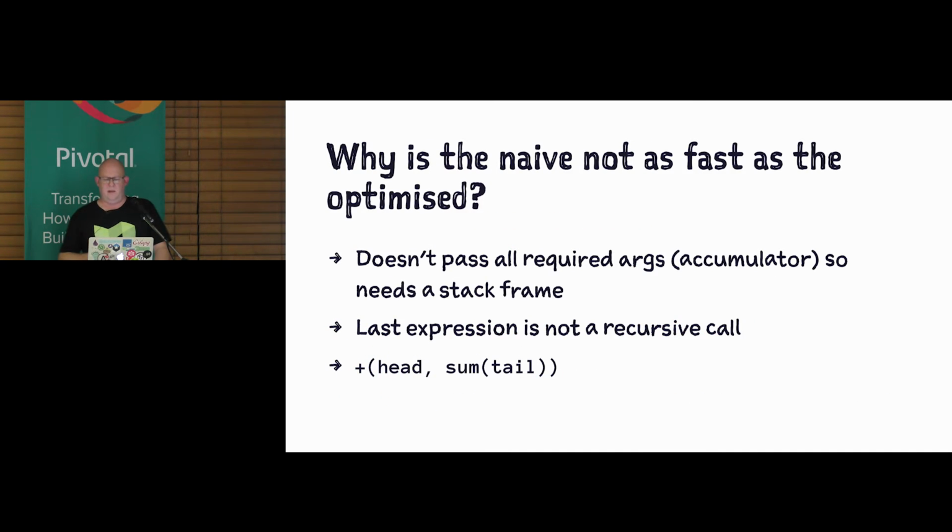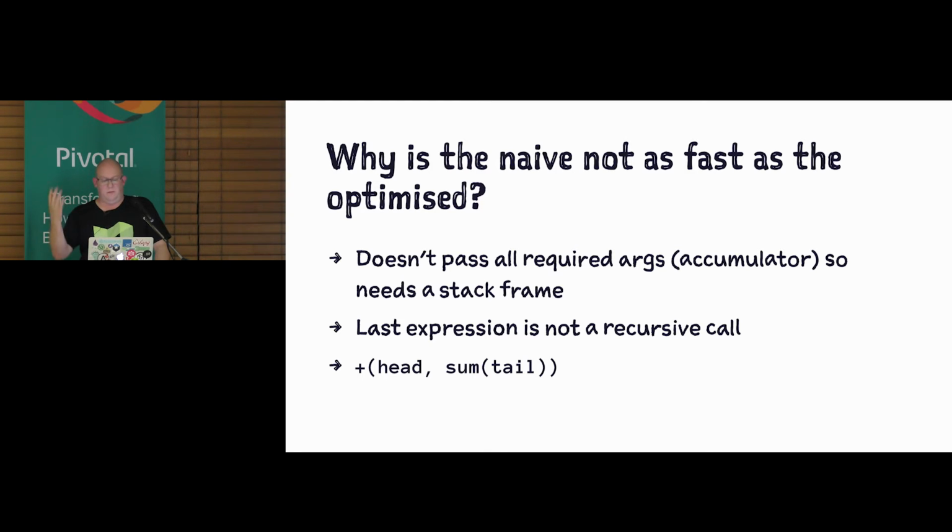So why is the naive version not as fast as the optimized one? And you might be surprised to know that it's a lot slower. It's still quite fast, the naive recursive version, still faster than some.